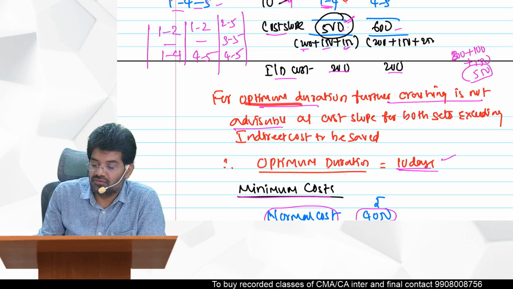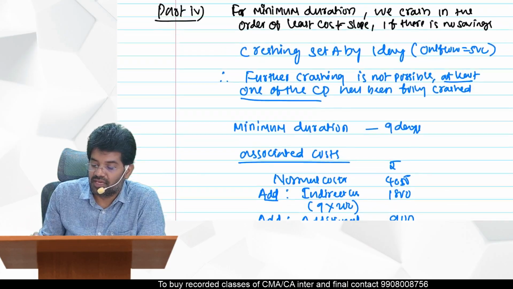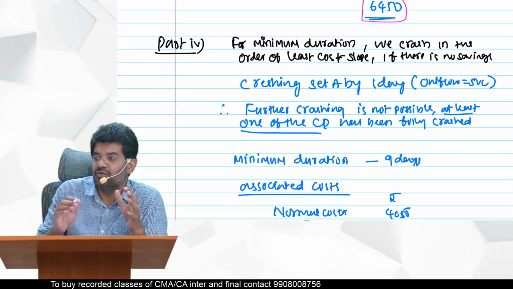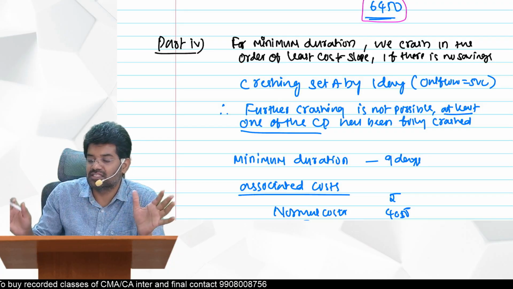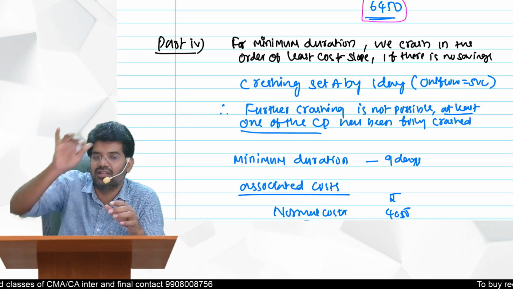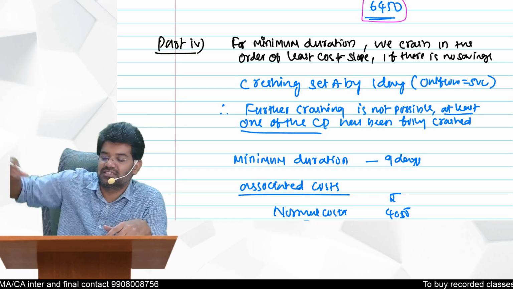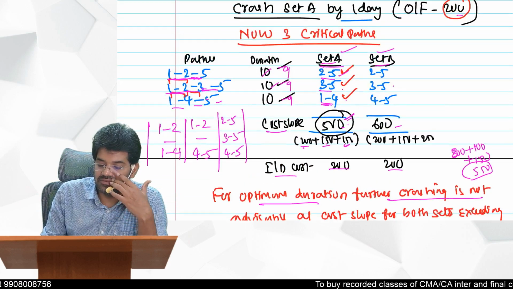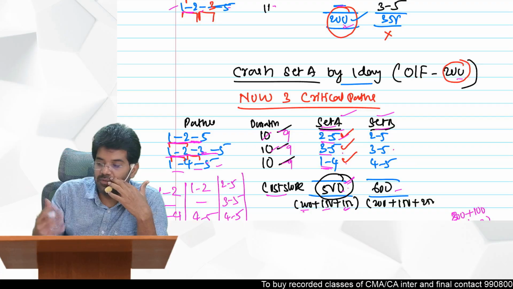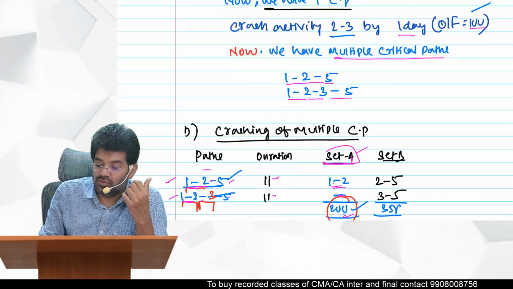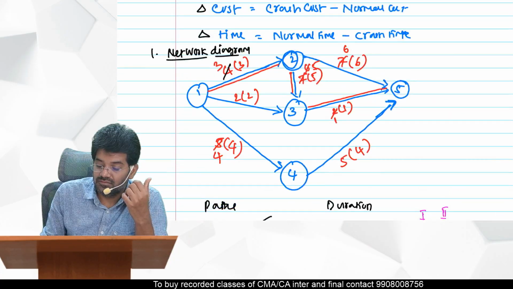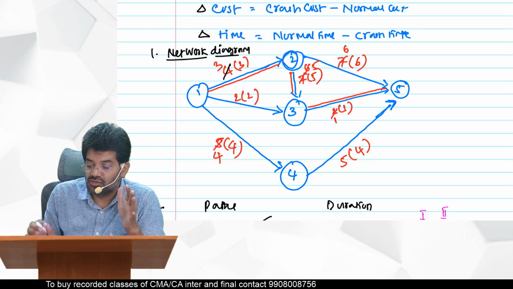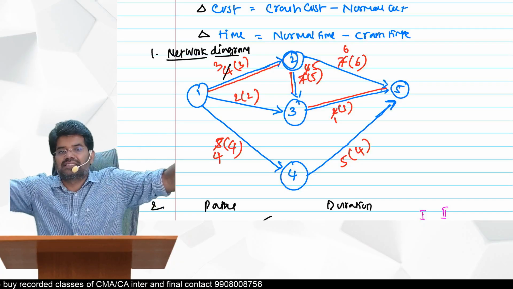For optimum duration, further crashing is done here. We crashed which one? Only set A we crashed. After crashing set A now, all activities got crashed. There is no possibility of further crashing. All activities to the maximum we crashed. What are those activities? 1 to 2. Everything, if you see, everything got crashed now. 1 to 2 is over. 2 to 3 is already over prior to that. 2 to 5 is also over, 1 to 3 is also over. So every activity to the maximum we crashed.